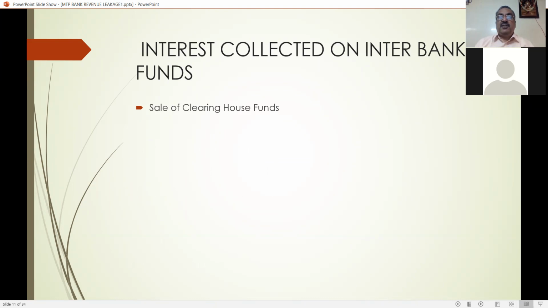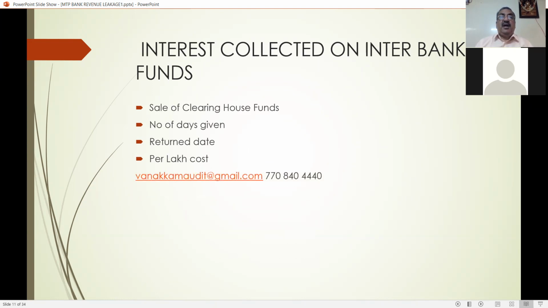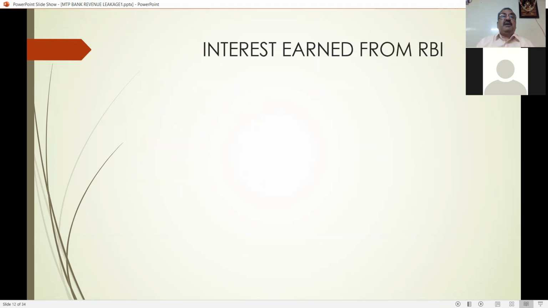Sale of clearing house funds. Is it clear? The number of days given is only 1 day. You have to see the return date is 3 days, and you are given only 1 day's interest, so for 2 days you have to make the payment. And per lakh, what is the cost? In Salem, in my area, it is 50 rupees per lakh. Based on that, the interest is being paid to the other banks. So it is a charge to the P&L. Sometimes you may collect from another bank, that is also an income to you. So you can pay, you can get it. So this is interest collected on interbank funds.